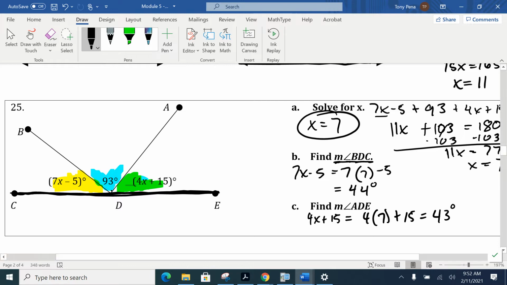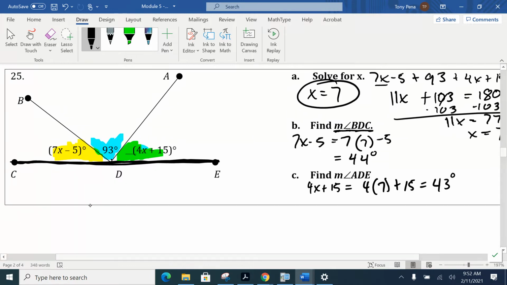Let me add one question. I haven't done this to you yet. Put a D real quick. Do this for me. See if it's more than anything understanding how we're naming angles. Find the measure of angle BDE.